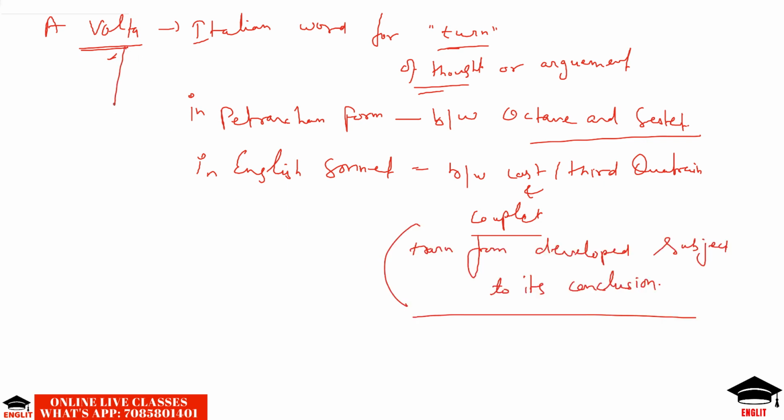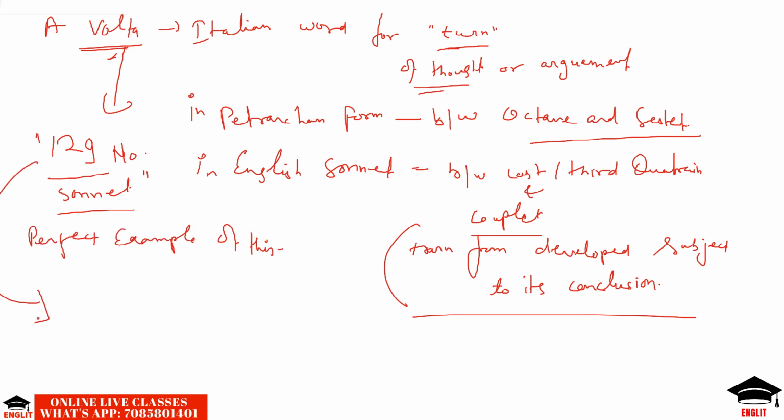And if you want to exemplify its use in a particular Shakespearean sonnet, Sonnet number 129 is the perfect example of this volta. The title of this sonnet 129 is The Expense of Spirit in a Waste of Time.